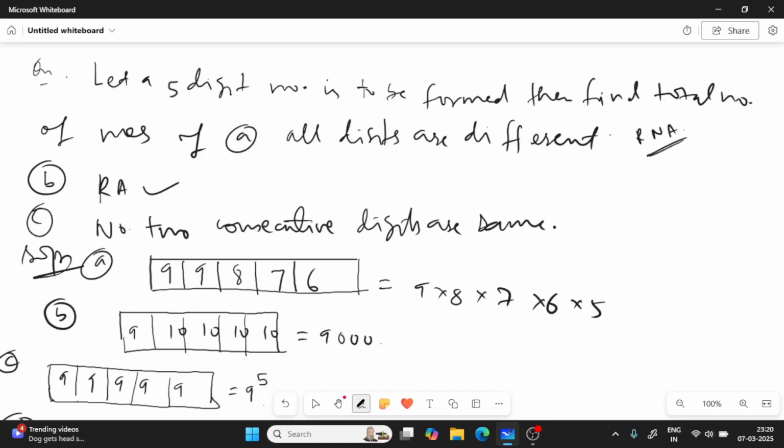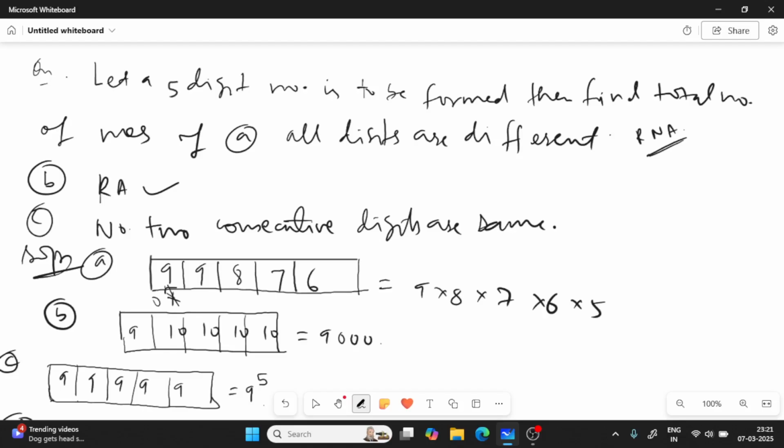So when repetition is not allowed, then in that case, first this place can be filled in how many ways? 9 ways. As you can clearly see, 0 cannot be placed here. And this place can be filled in 9 ways, as the number which has been used at first place cannot be used at this place, but all other numbers can be used along with 0. So it would be 9, again 8, 7 and 6. Since repetition is not allowed, we will multiply all of these, and we will get the required answer.